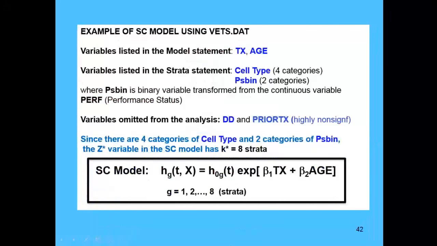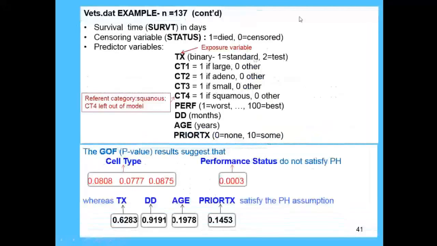So what did we do? Well, I did a shortcut here to try to make things a little easier to read. The variables listed in the model statement were treatment and age, because it looked like treatment is okay and age is okay, since they're very highly non-significant in the goodness of fit. But these 2 variables, what's it called? Disease duration, and prior treatment. I think that's what we're saying. Prior treatment.